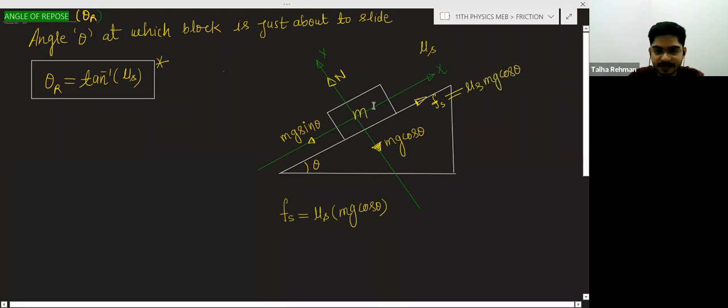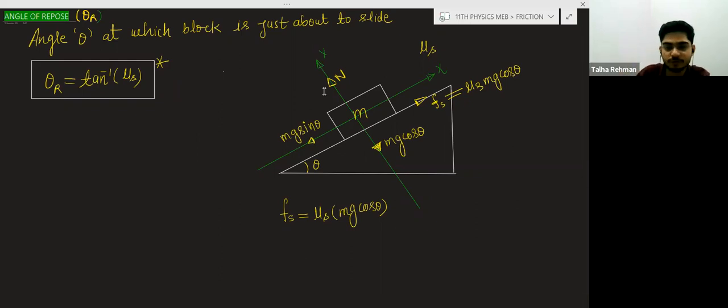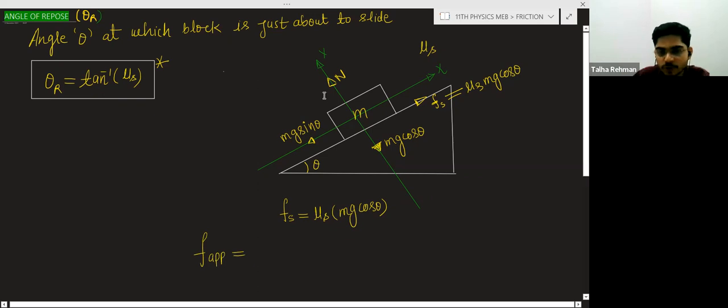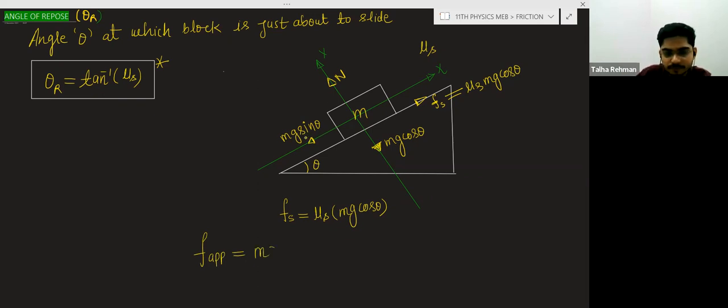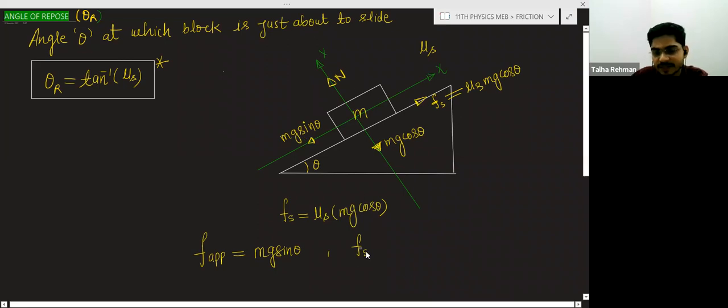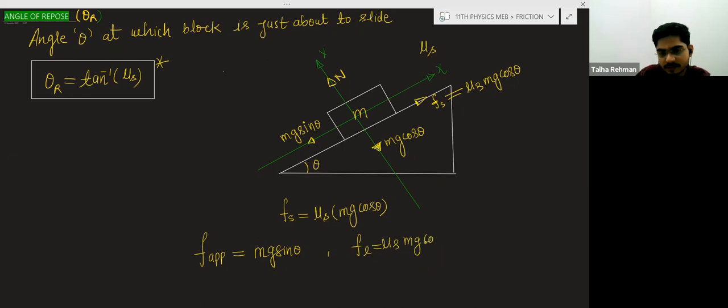I am telling you the mechanics behind the angle of repose. Why is there an angle after which this block slides downwards? Now, what is the applied force? Applied force for the block will be mg sin theta. This is a very simple concept. What is the static friction force? Basically, this is the limiting static friction force, mu s into mg cos theta.